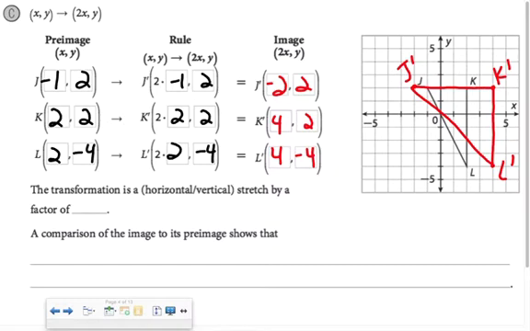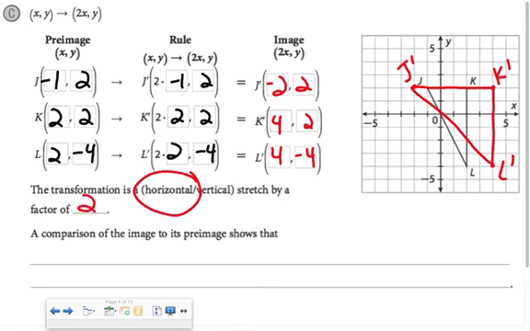This transformation is... and it's asking us what kind of a stretch by a factor of what number. So what I'd hope that you'd notice is that vertically, meaning up and down, this triangle didn't get any bigger or smaller. So it's not a vertical stretch, it is a horizontal stretch, and it is a horizontal stretch by a factor of 2.